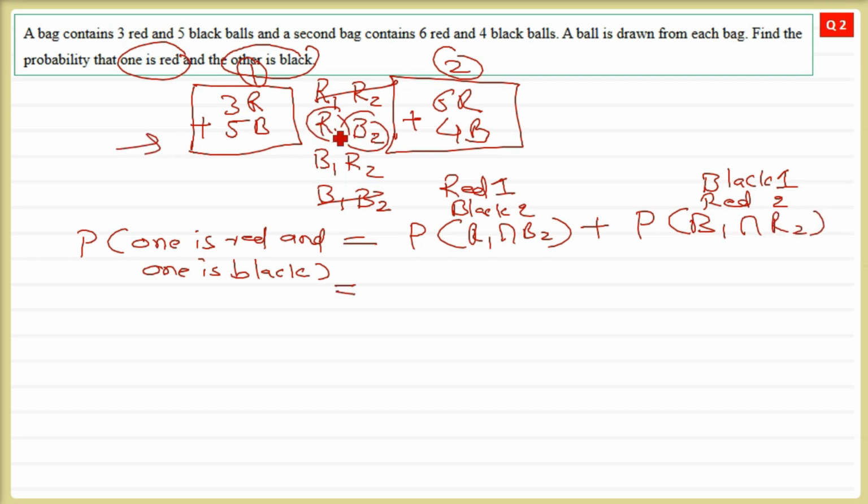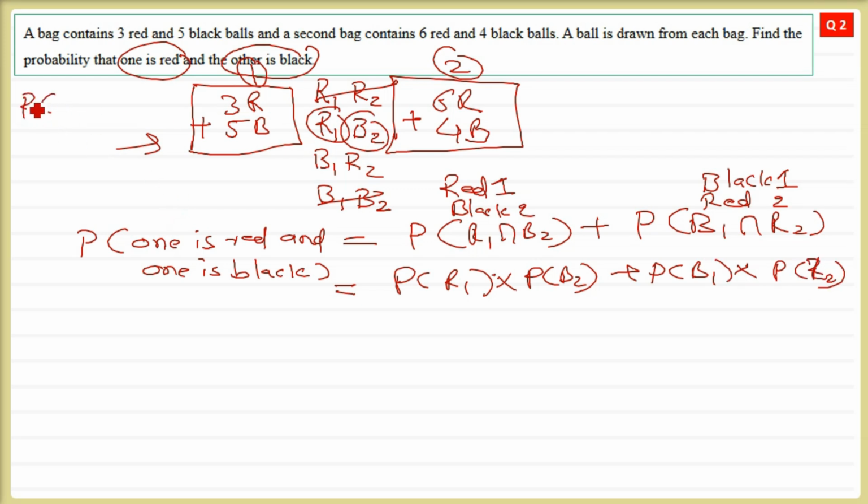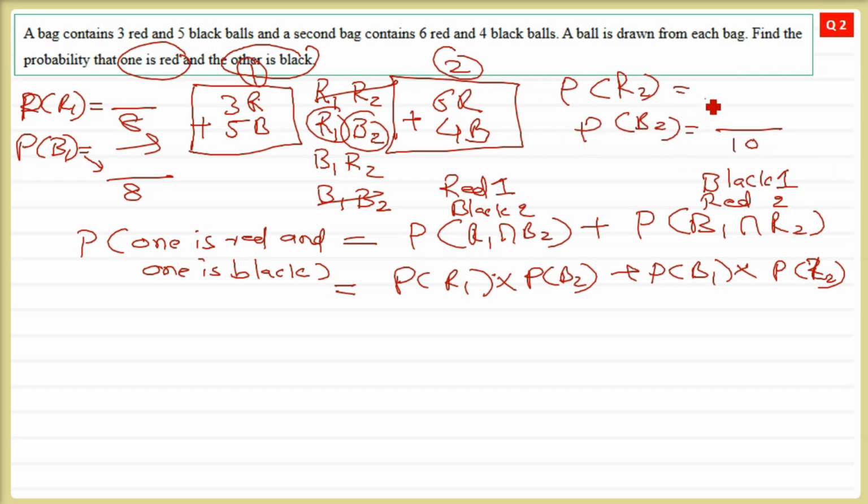Now these are independent events. We can write it as P(R1) multiplied by P(B2). Here we can write P(B1) multiplied by P(R2). Now let's find the probability. So the probability of R1 will be found out, B1 will be found out. Total number of values are 8, so 8 goes in the denominator. Here also we'll find P(R2) and P(B2). 1 and 2 representing that they are coming from first and second bags. Total is 10 in the second case. Total is 8 in the first case. That's why I've written everything in the denominator. These are total number of cases.